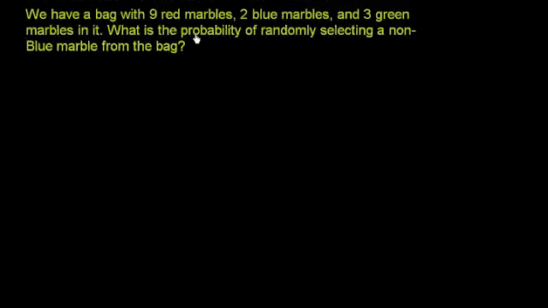2 blue marbles and 3 green marbles in it. What is the probability of randomly selecting a non-blue marble from the bag? So let's draw this bag here. So that's my bag, and we're going to assume that it's a transparent bag. That looks like a vase.